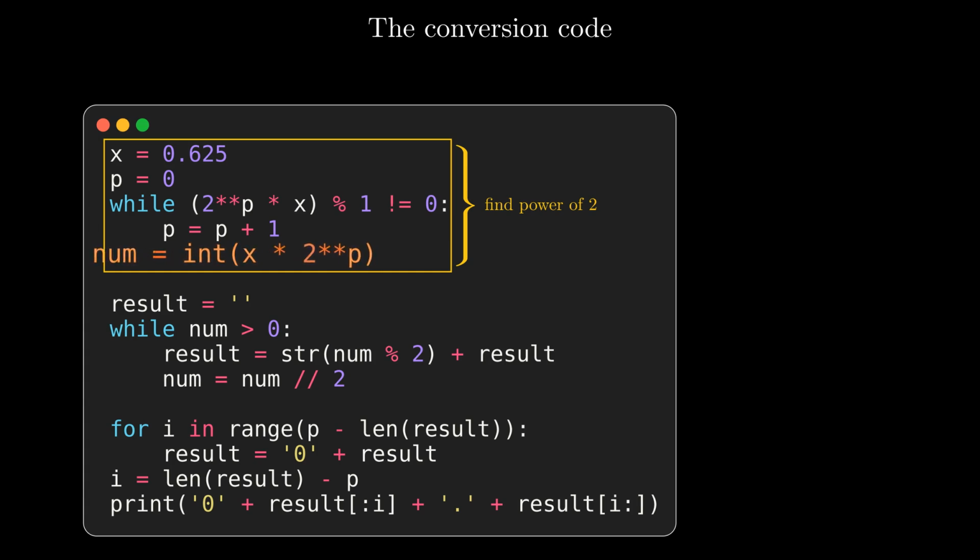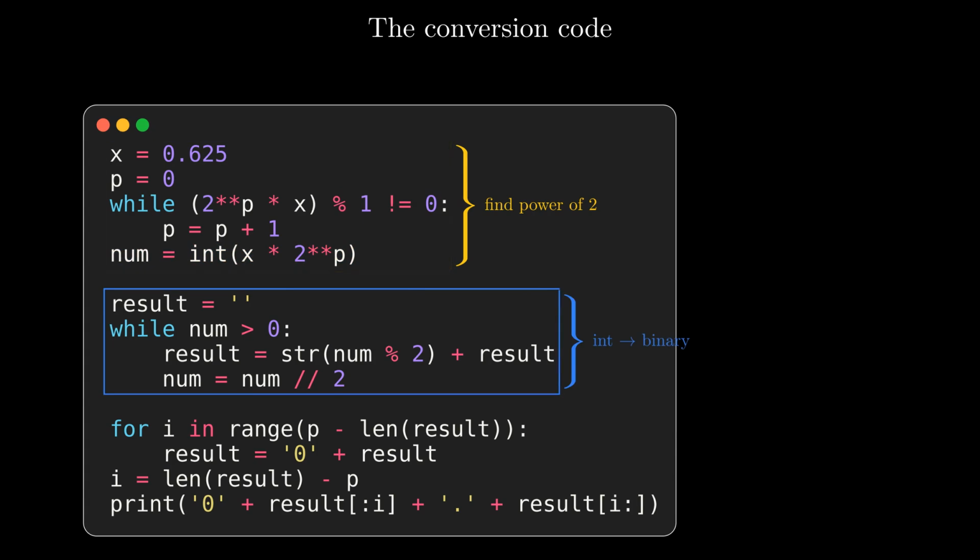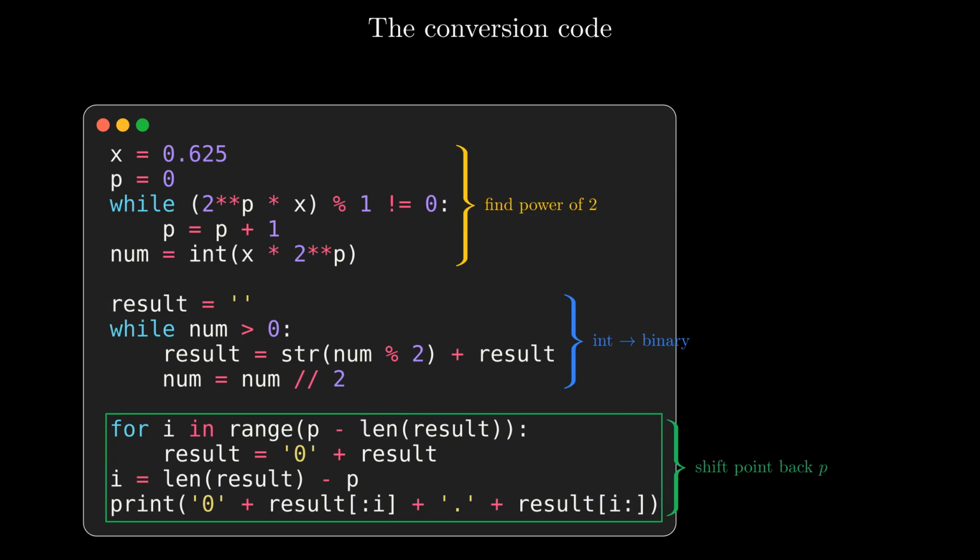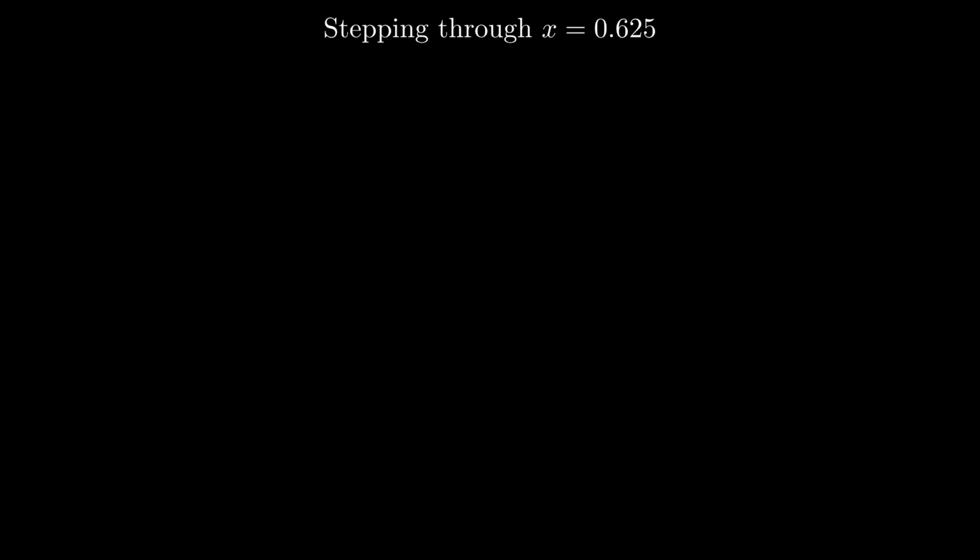Then we compute num as x times 2 to the power p. The next block is the integer to binary procedure you already know, building up num's binary digits by prepending. Finally, we shift the point back p places, padding the front with leading zeros where the binary string is short, place the point and print the answer. Let us step through it with x equal to 0.625.